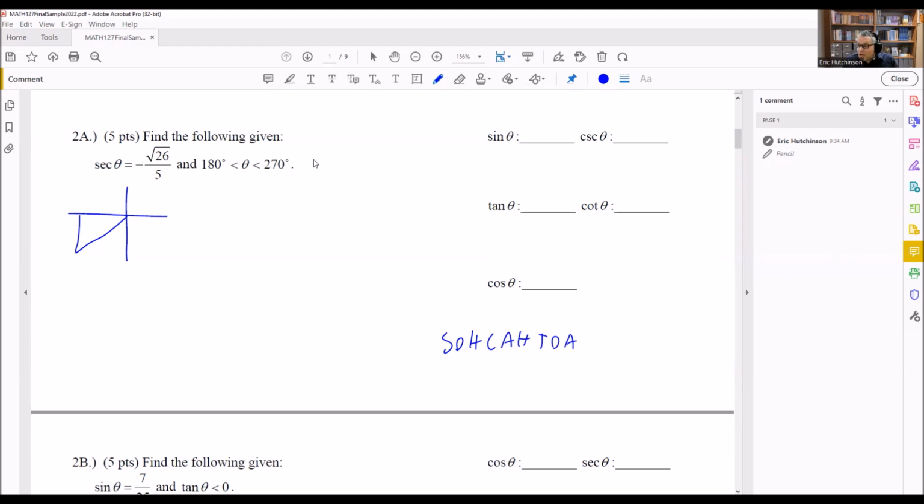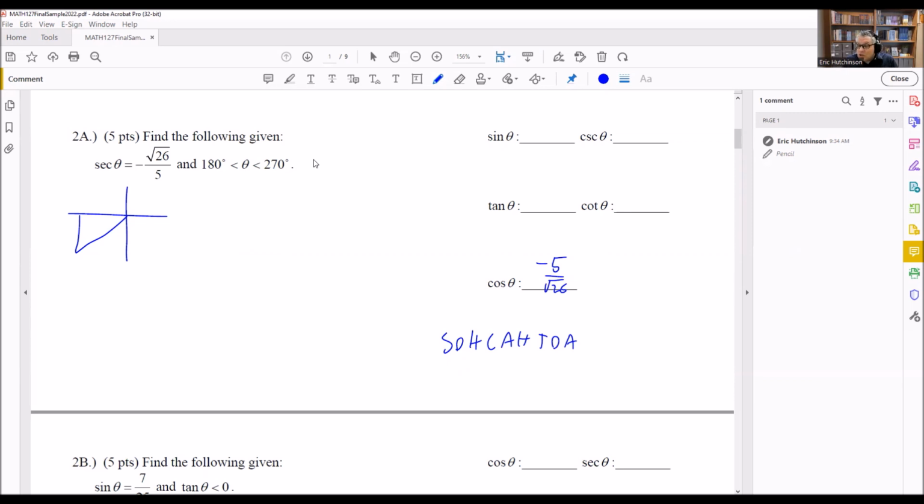So first thing I noticed here is I have a secant, so I don't have any of these down here. But what I can do is I can find the cosine first by knowing the fact that it's the reciprocal of this one. So the reciprocal of this is going to be -5 over the square root of 26. And I can rationalize that in a second, but I want to just use this as is for now to fill in the triangle. So now that I have cosine, cosine is adjacent over hypotenuse.